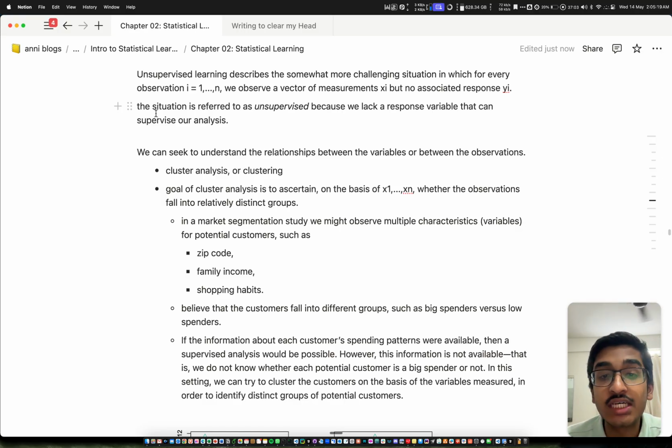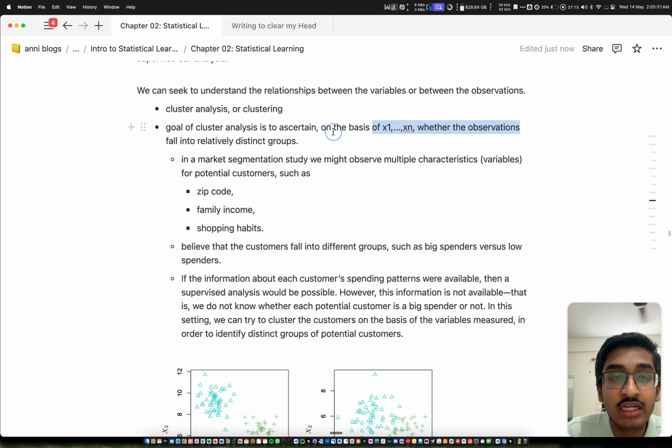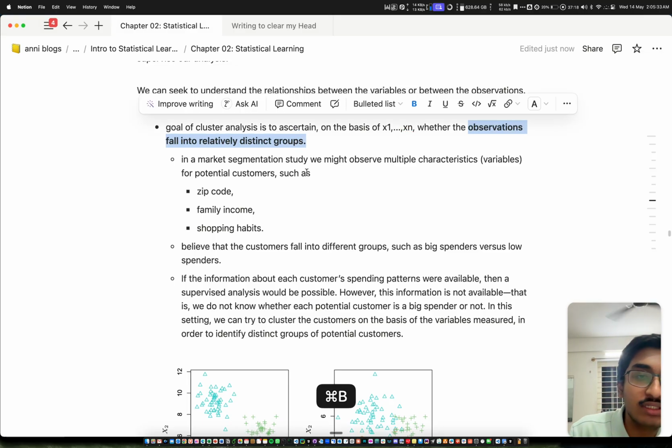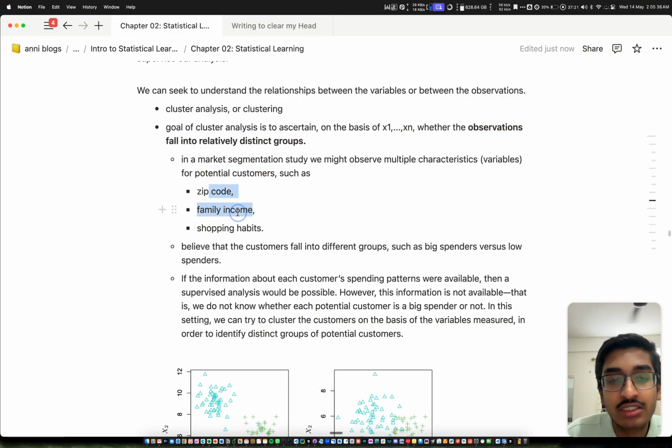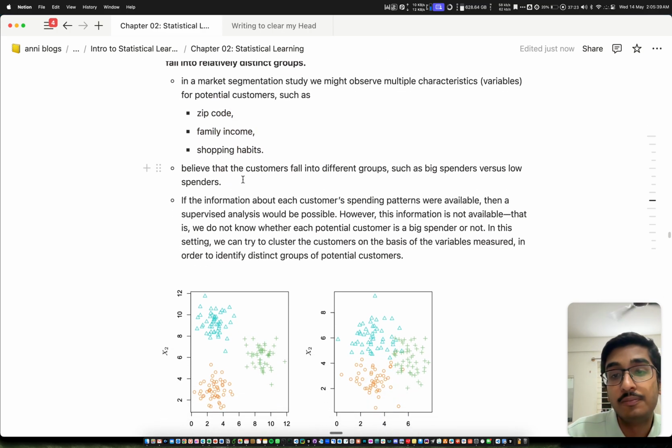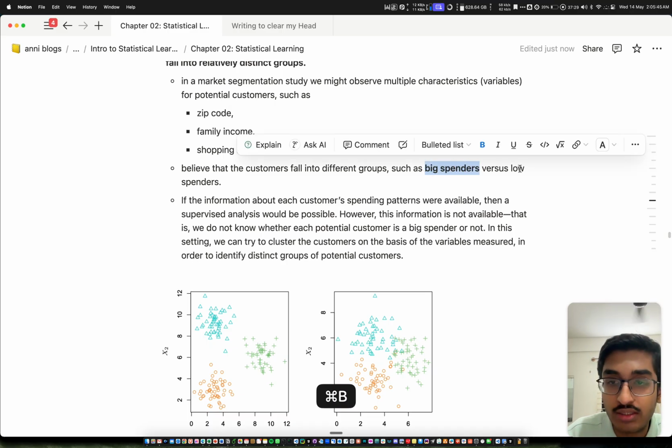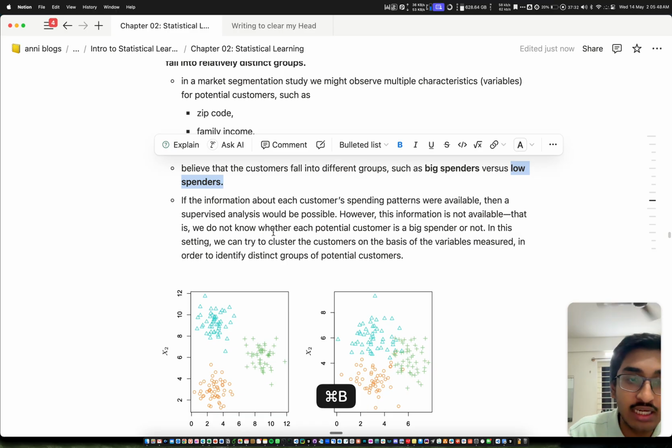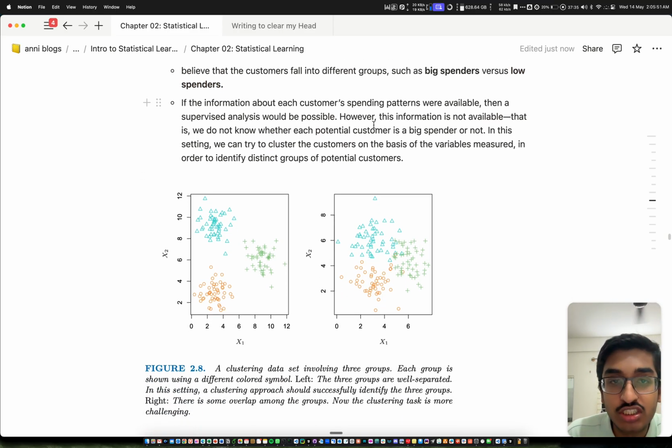Well, we can seek to understand relationships between the variables or between the observations. Clustering is a thing you can do, which is basically to ascertain whether observations fall into relatively distinct groups or not. Say we have potential customers and we have information like the zip code, the income, the shopping habits. Can I cluster customers into different groups, such as big spenders or low spenders, right? Can I do that?